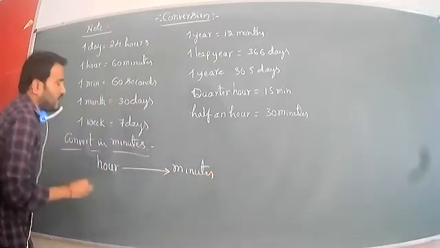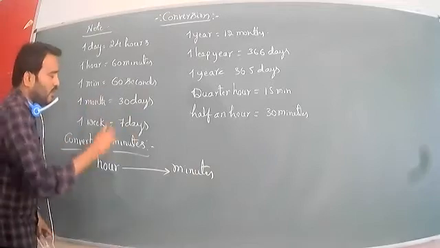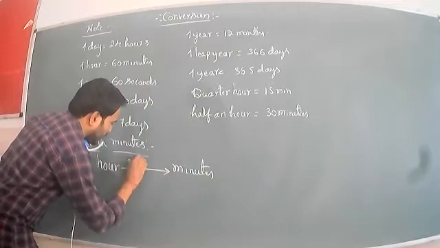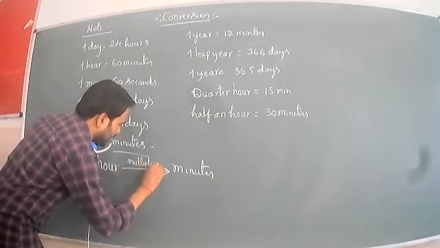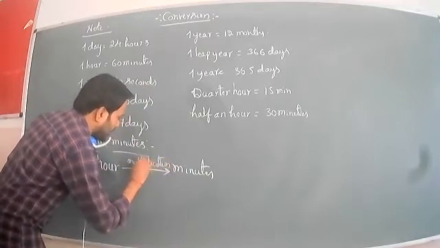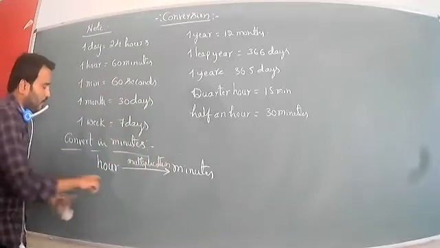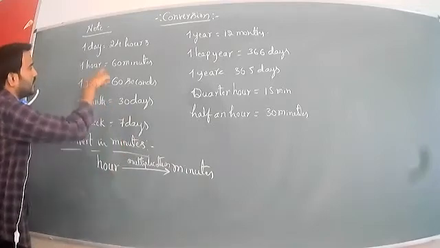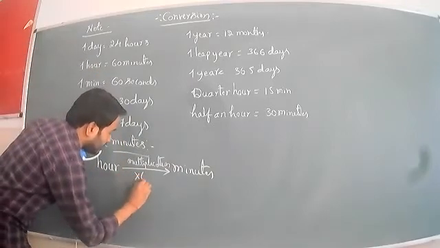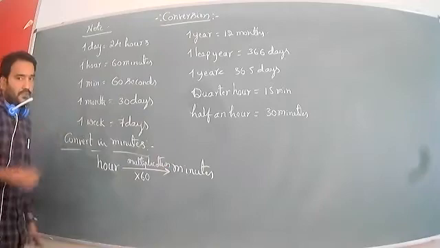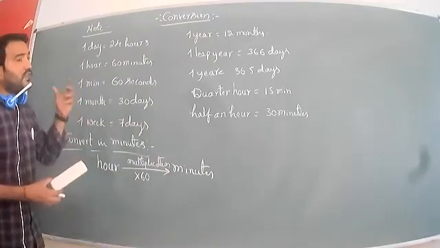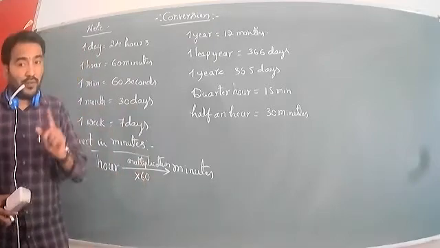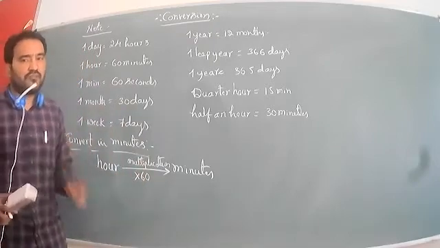To go from a bigger unit to a smaller unit, we use multiplication. How much do we multiply? 1 hour equals how many minutes? 60 minutes. So we multiply by 60 to get minutes. 1 hour equals 60 minutes, so 2 hours equals 2 into 60, 120 minutes. This is how we solve these questions.